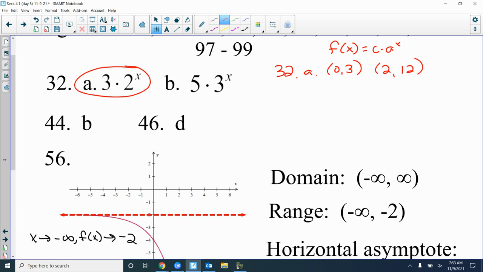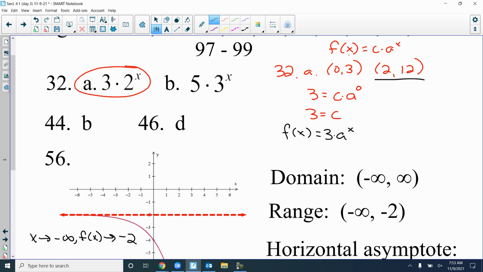So take this, plug in 0, 3. 3 goes in for f of x. We don't know C, we don't know A, but x is 0. A to the 0 is 1. So 3 equals C. Now, that replaces the C, so it becomes 3 times A to the x.